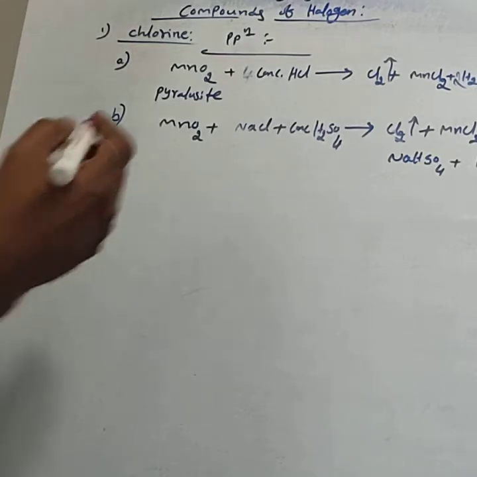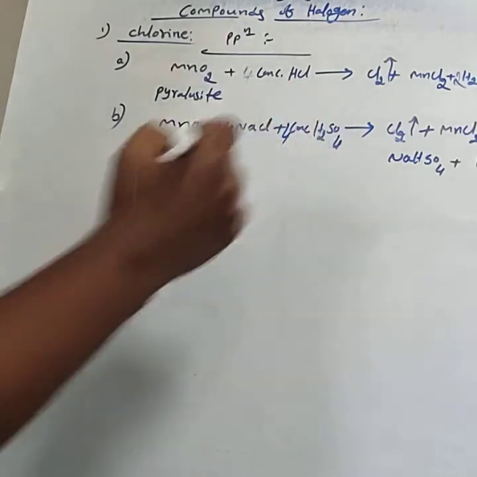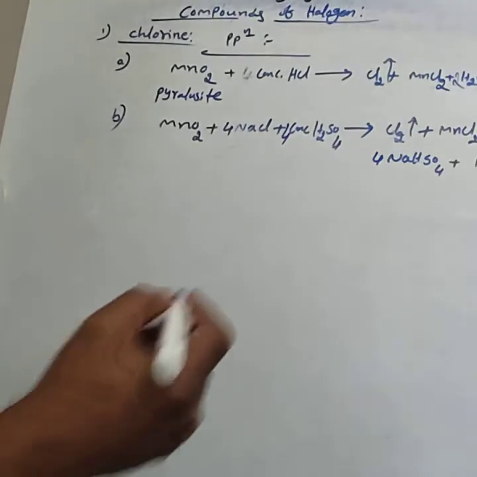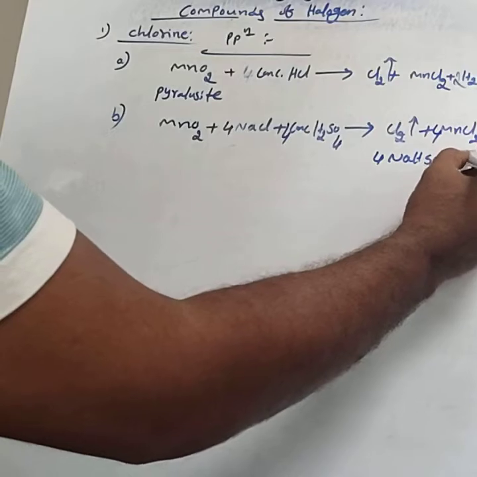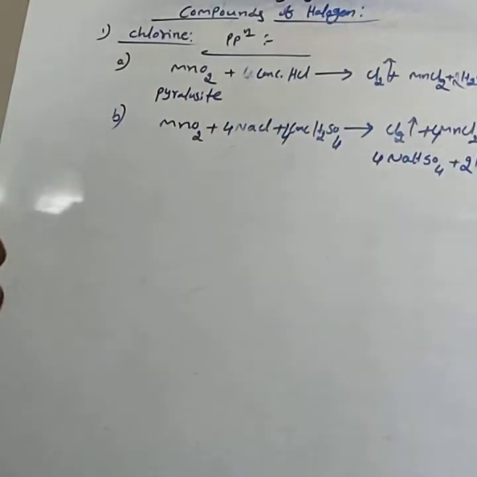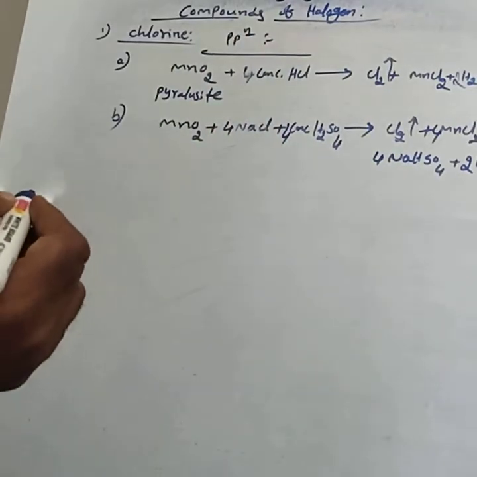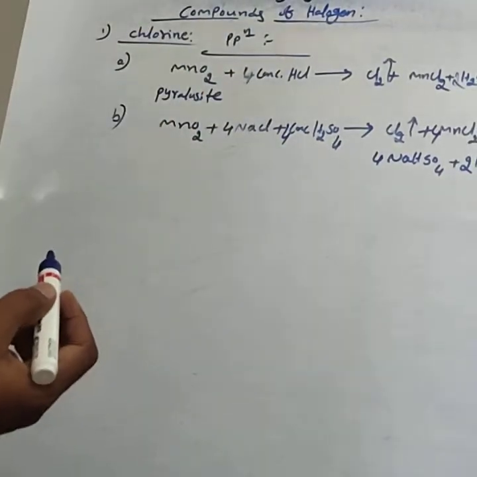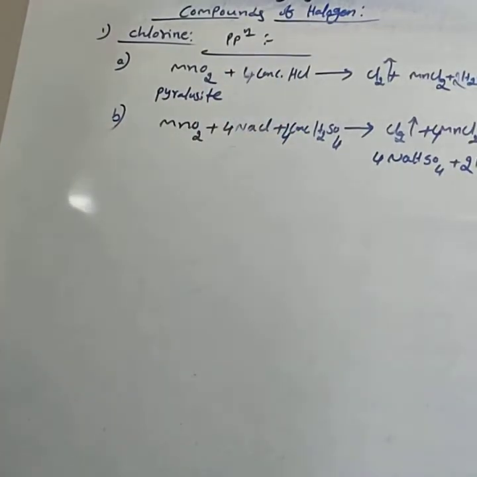You have to balance this reaction using MnO2, 4 NaCl, 4 H2SO4, giving 4 NaHSO4, MnCl2, 2 H2O and Cl2. You must balance all inorganic reactions. Without balancing, you will not get the marks. Compulsorily, you have to balance. This is the second method. First method is MnO2 with concentrated HCl. Second method is MnO2, common salt NaCl and concentrated H2SO4.